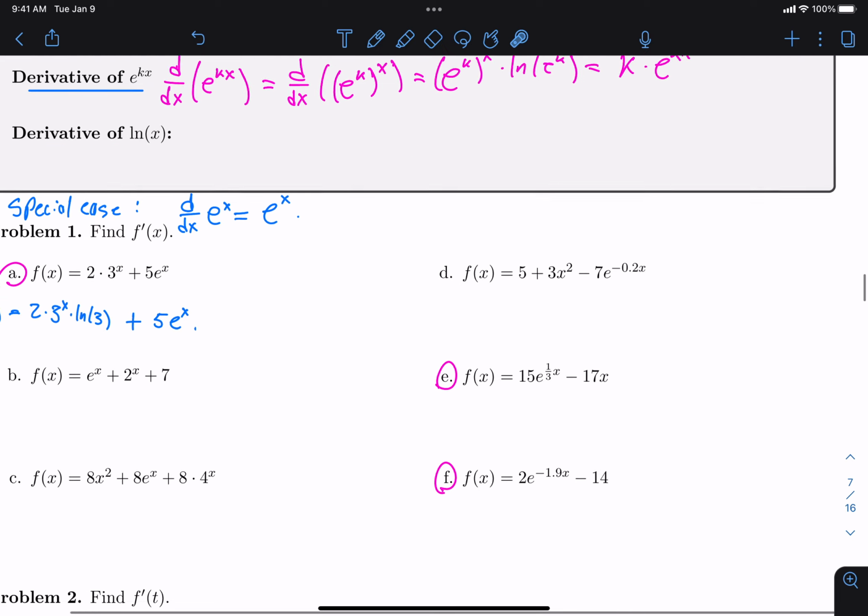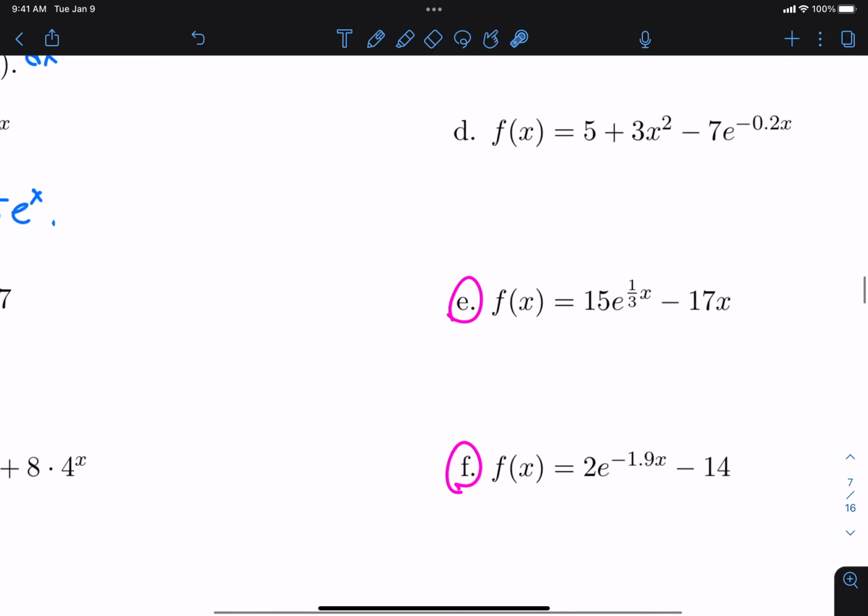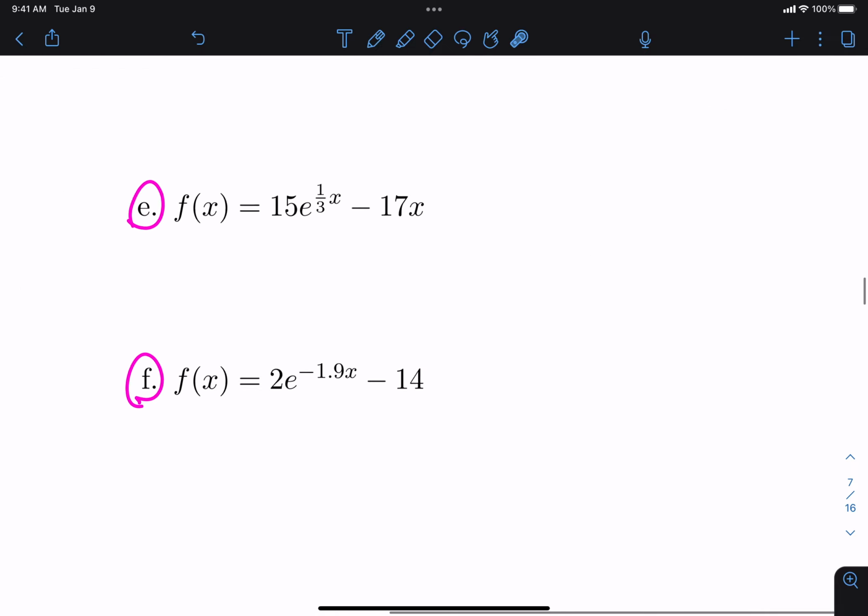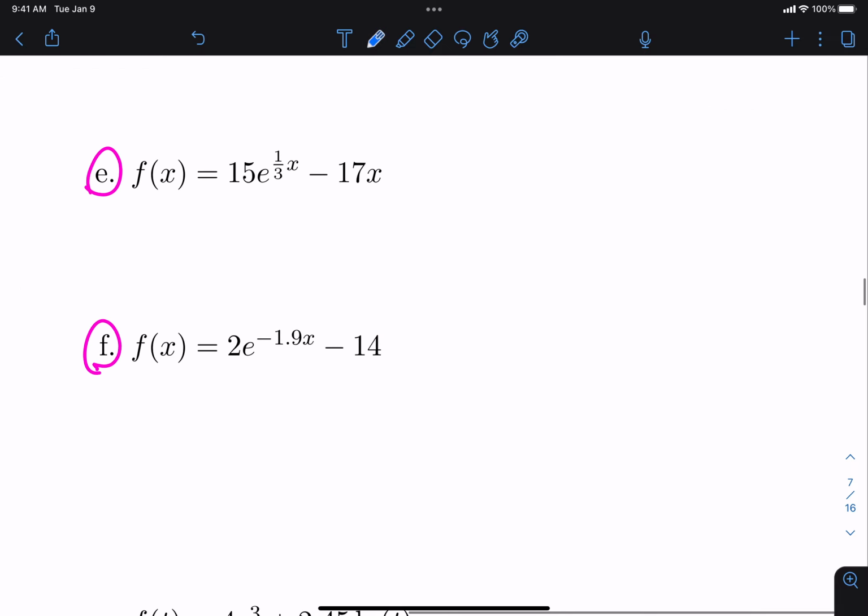All right, these are good. I think we should do some more examples to see how this is working out. Okay, so here I'm doing derivative of f of x equals 15 e to the 1/3 x minus 17x.